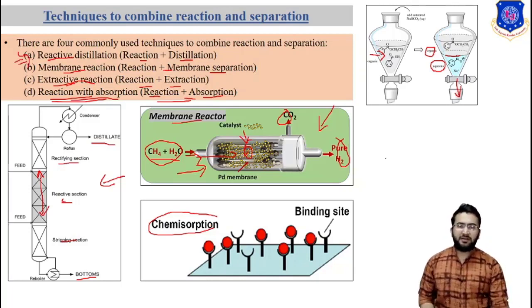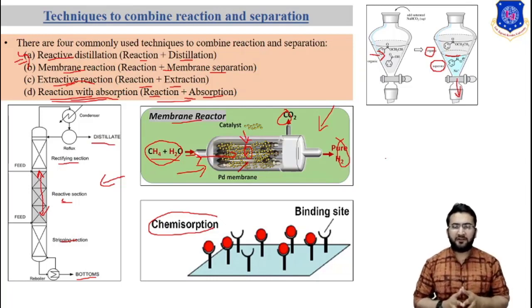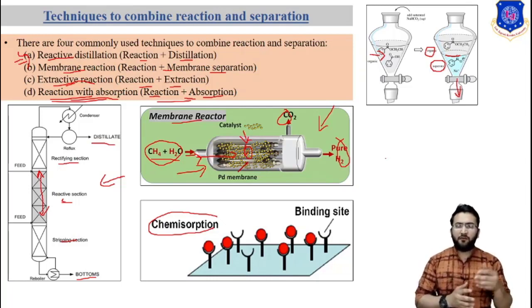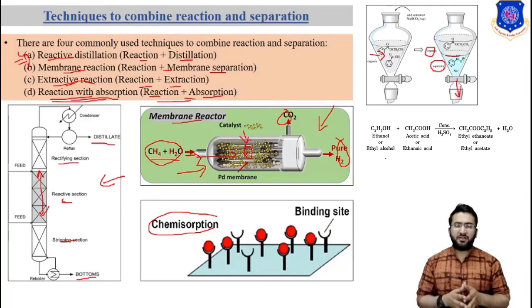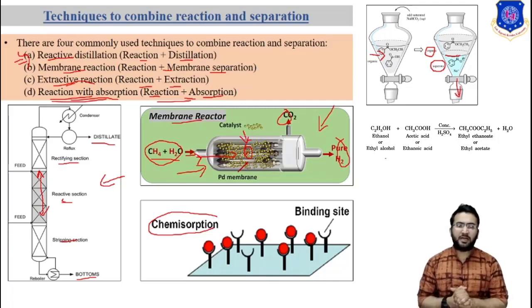In reactive distillation, reaction and distillation are both carried out simultaneously in one equipment. If reactive distillation is carried out in the presence of a heterogeneous solid catalyst, then it is called catalytic reactive distillation. Let us understand this by an example. In the manufacturing of ethyl acetate, the reaction between ethanol and acetic acid and the separation of crude ethyl acetate from the reaction mass by distillation were carried out simultaneously in one equipment.